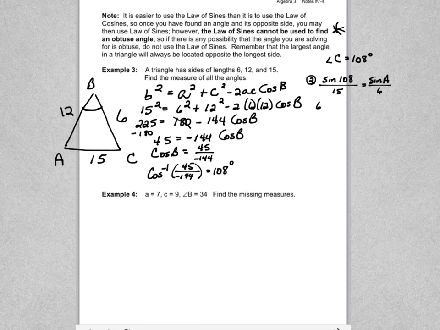So 6 sine 108 over 15 is equal to the sine of A. Once you find that value, you're going to say the sine inverse of A. If you want to put all that in, you can, or you can solve it for a number value, and that's going to equal 22 degrees. So angle A is 22 degrees.